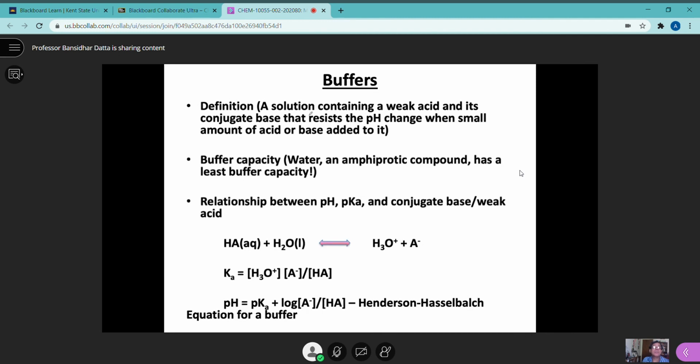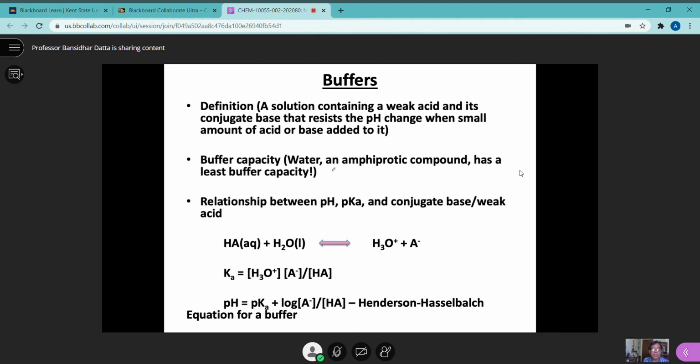The definition of a buffer is a solution containing a weak acid and its conjugate base that resists the pH change on a small amount of acid or base added to it. That's the definition of a buffer. Now you can ask why we need to have a buffer.